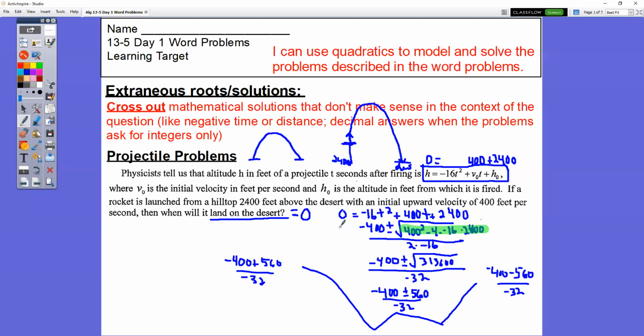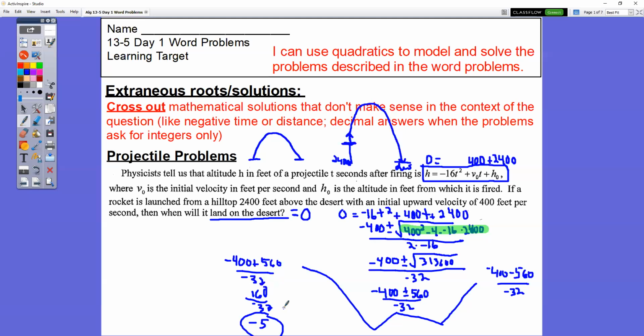Because what we're talking about today is time, all right? What we're figuring out is the time that it took to launch from the hilltop all the way down to the desert. So we're figuring out this would be negative 160 over negative 32, which gives you negative 5 as your answer.